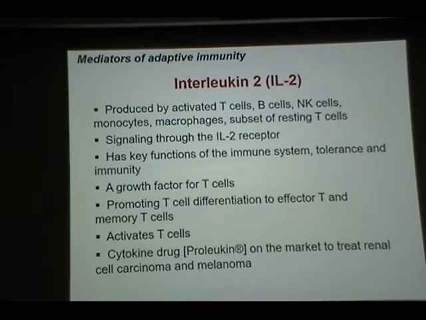There's a cytokine drug called Proleukin on the market to treat renal cell carcinoma and melanoma. This is a synthetic IL-2. Currently, it's on the market for this cancer treatment.